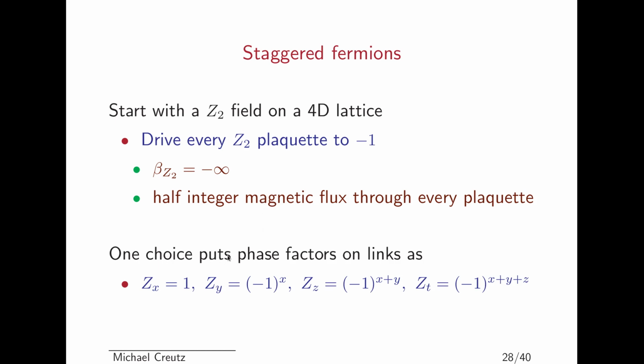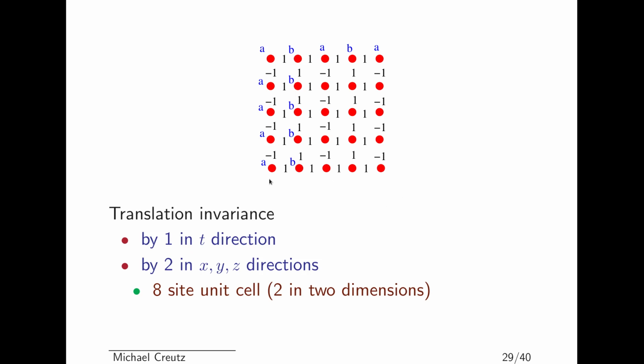Here's a particular choice, which is rather convenient, so I'll stick with it for now. If I set all the x links to 1, the y links to minus 1 to the x coordinate, the z links to minus 1 to the x plus y, and the t links to minus 1 to the x plus y plus z. This will actually make all the plaquettes be minus 1. So here's a two-dimensional example. You put some links to minus 1, some are 1, and it's set up here so that every plaquette has minus 1 when you go around it. Now this messes up translation invariance.